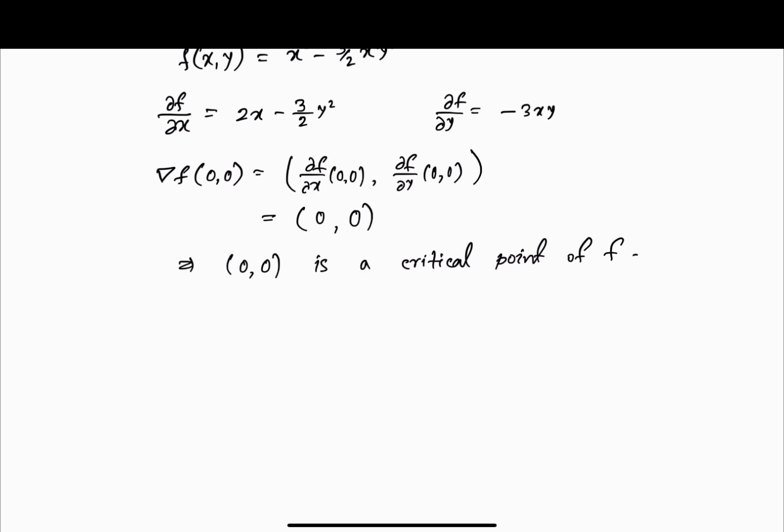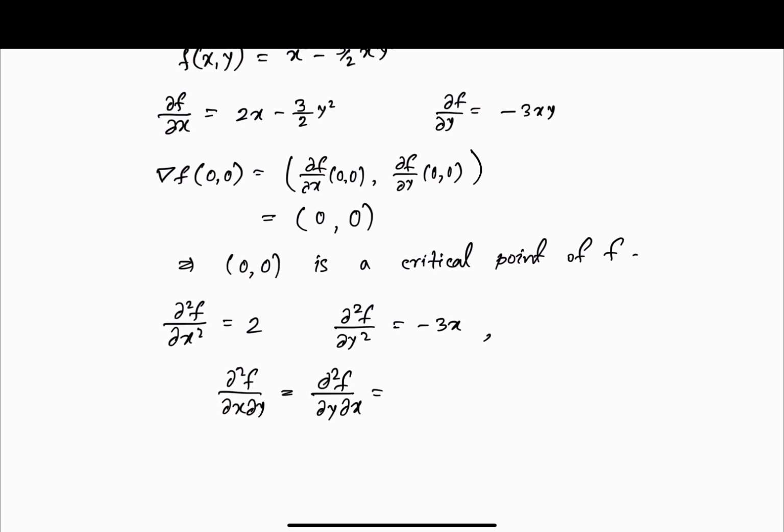So now we have to find the Hessian matrix to say whether this critical point is non-degenerate or degenerate. So let's find the Hessian matrix. For that we need the second partial derivatives. So find ∂²f/∂x². It will be 2, right? What will be ∂²f/∂y²? It will be −3x. And the mixed partial derivatives, because these are C² functions, ∂²f/∂x∂y and ∂²f/∂y∂x will both be the same, and it will be −3y, right?